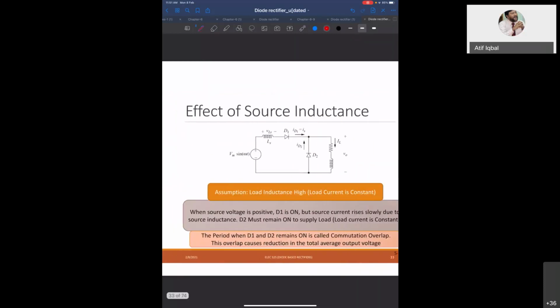Now, the effect of source inductance. You see here, in all the previous analysis, we assumed the source without inductance. But there is some inductance of the source, and you have some inductance here. So what will be the impact on the circuit if you have an inductance in the source? This is what is discussed here, the impact of the source inductor.